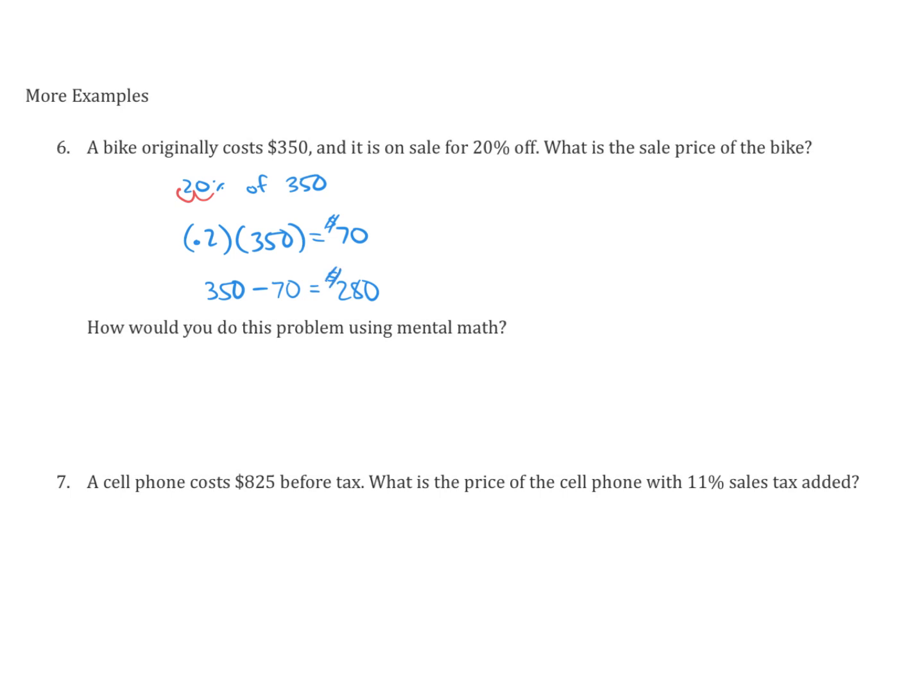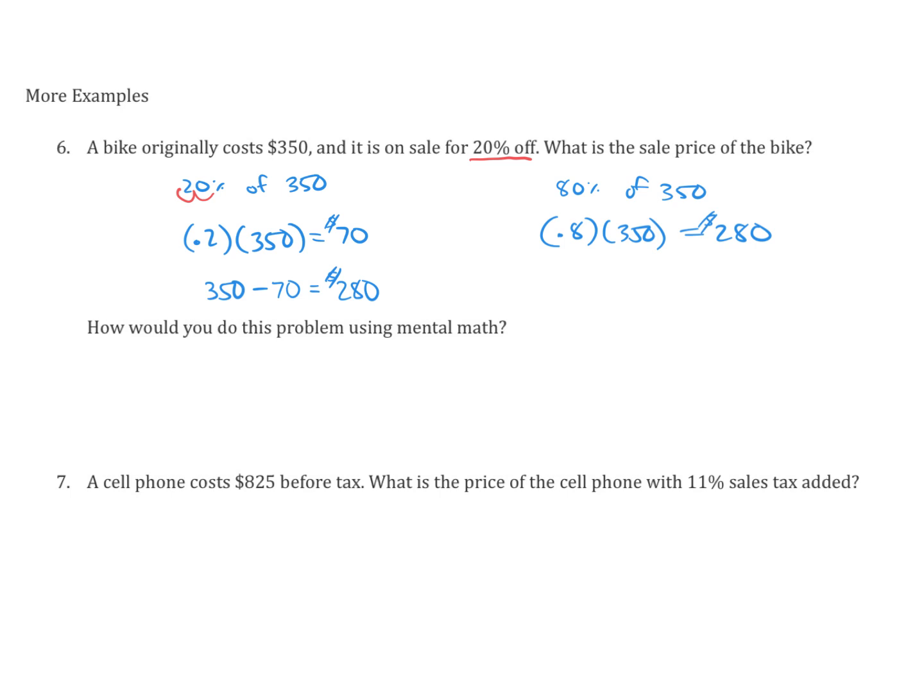Now, you also could have used the proportion method to find 20% of 350. And another way you could do this problem that's a little more advanced is to think about what 20% off means and what percent would be left. If you remove 20% of the price, you're left with the other 80%. So we could just find 80% of 350, which would be 0.8 times 350, and that gets us straight to $280, which would be the sale price of the bike.